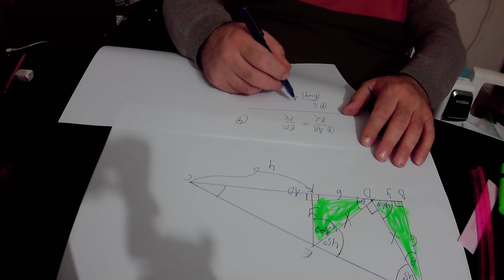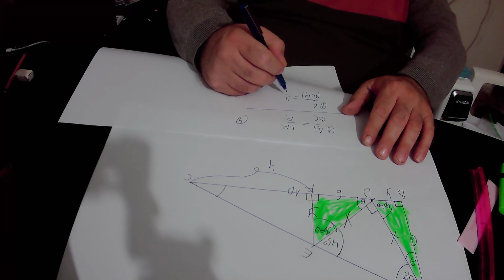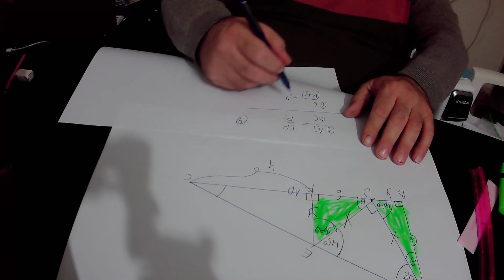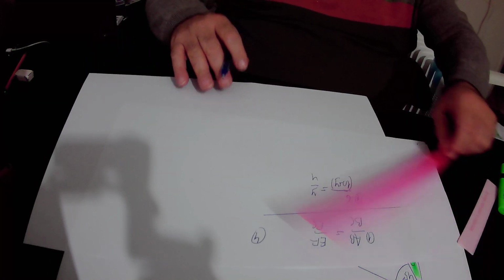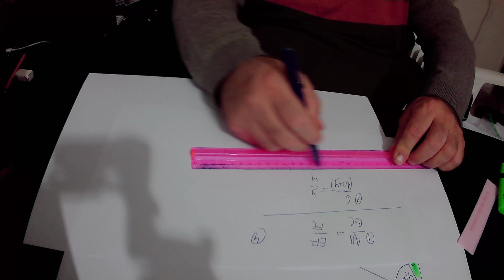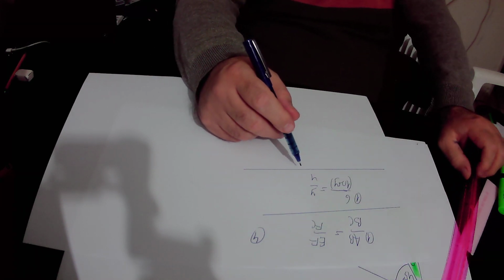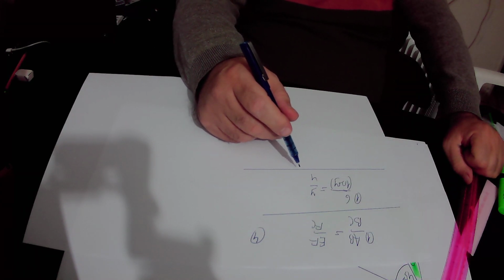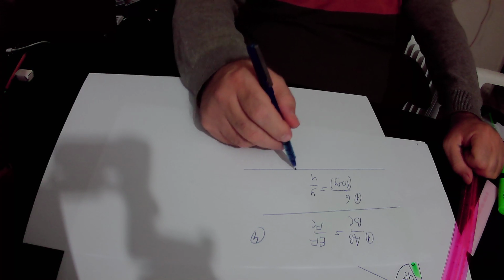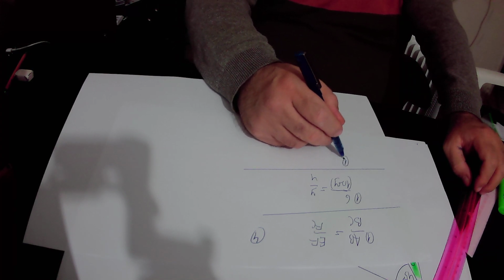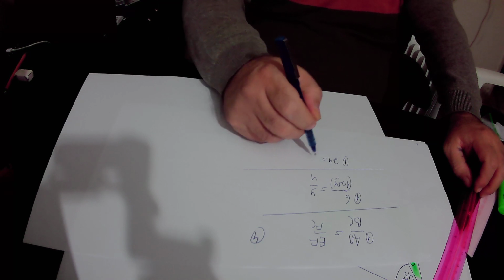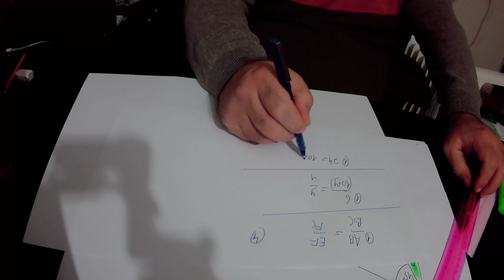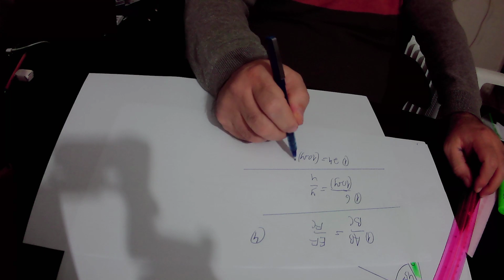EF equals y and FC equals 4. So in conclusion, we found that according to equation number 1, 6 over 10 plus y equals y over 4. We cross multiply equation number 1 and get that 6 times 4 is 24, and it is equal to 10 plus y times y.